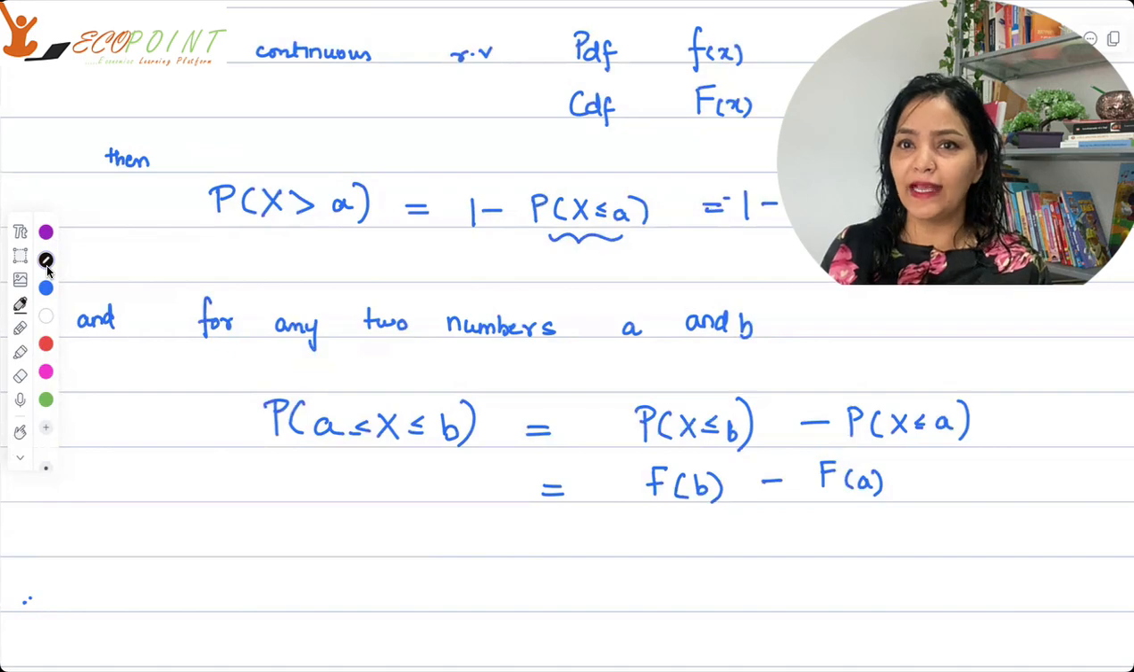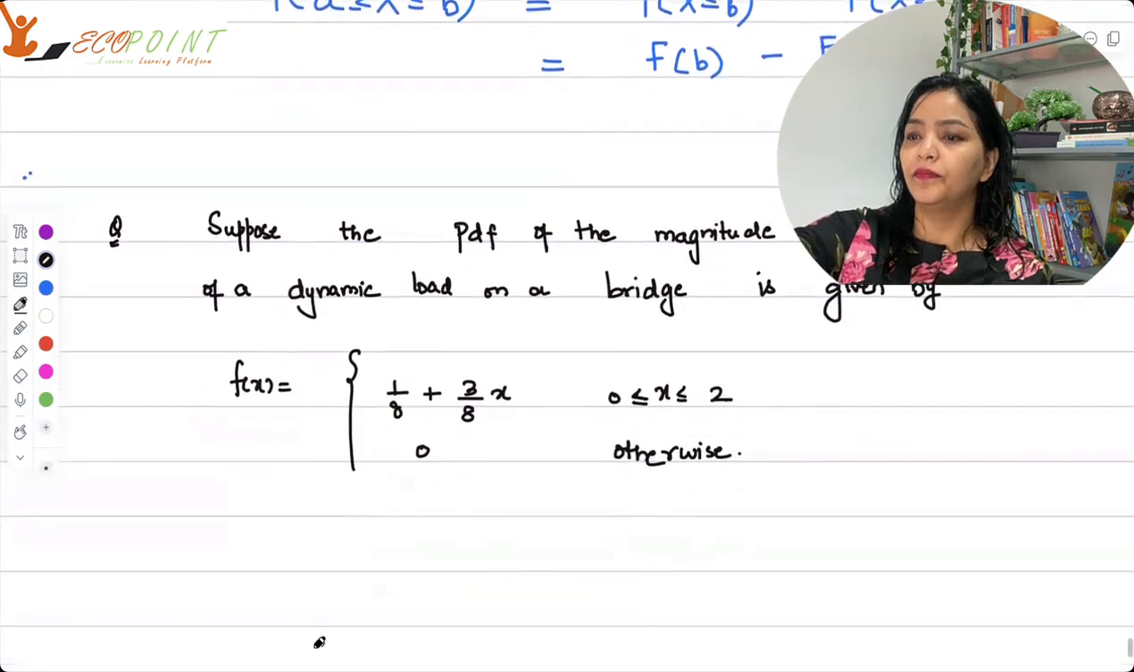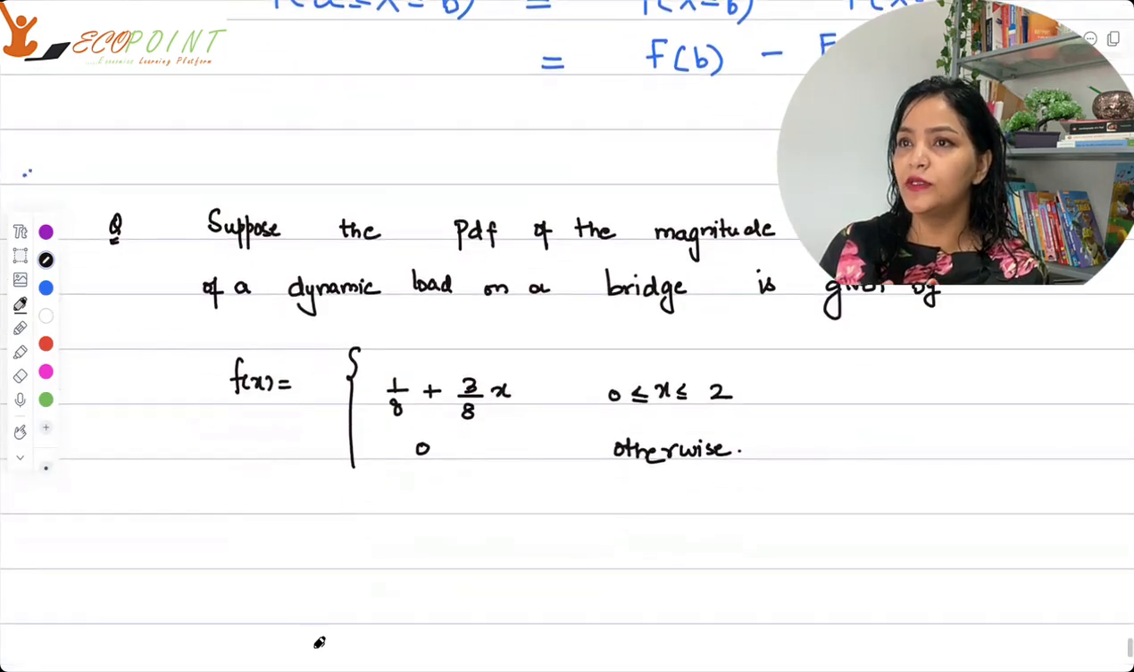So let me give you an example here. Suppose the PDF of the magnitude X of a dynamic load on a bridge is given by the following PDF function: fx is equal to 1 by 8 plus 3 by 8 times x when x is between 0 to 2. Then let's try to find out some probability. Let's find the probability that x is between 1 and 1.5.